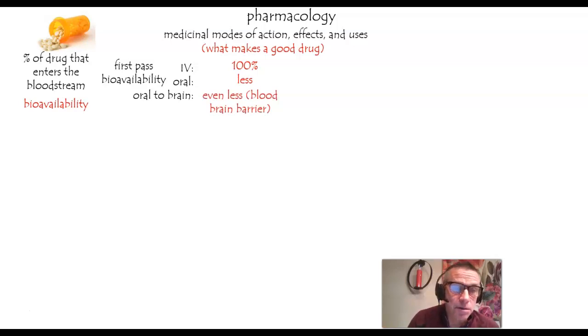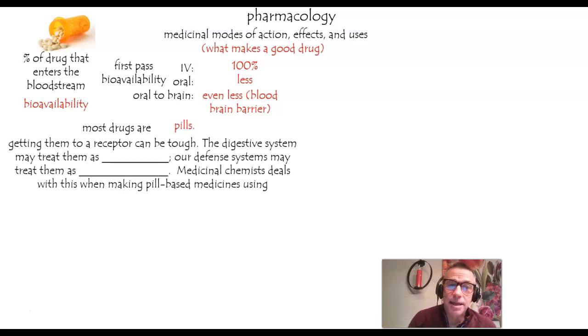This typically means you need a more lipophilic medicine, a greasier drug, if you will. Now, most drugs are pills. This is where the biggest market is. And getting those to a receptor can be challenging. You've got to go through the digestive system, and that might treat your drug as food and break it down. Our defense systems might treat them as invaders and surround them and break them down that way, even in the bloodstream. And medicinal chemists oftentimes deal with this when making pill-based medicines using Lipinski's rule of 5.